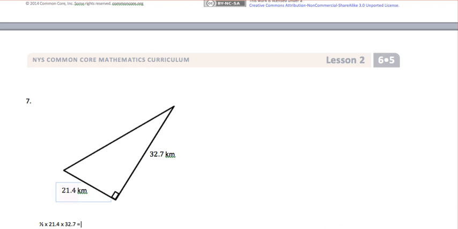And again, it doesn't matter which one you call the base and which one you call the height. The two sides that you're using are the ones that make right angles with each other. And that gives us 349 89 hundredths square kilometers.